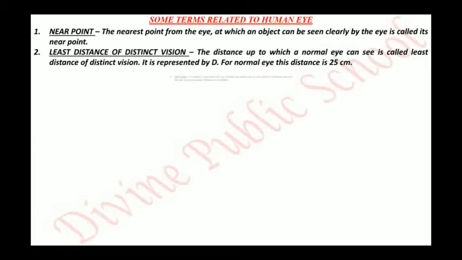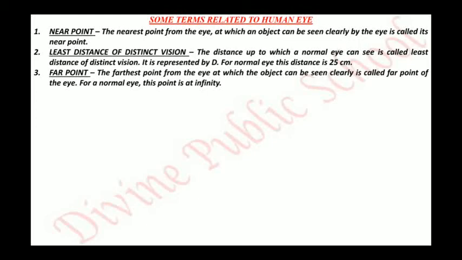The next point is far point. What is far point? As we defined the near point, in the same manner, the farthest point from the eye at which an object can be seen clearly is called the far point of the eye. For a normal eye, the point is at infinity. Actually, no particular distance is being defined. The farthest point which can be seen through our eyes is called our far point, and it is supposed to be at infinity.